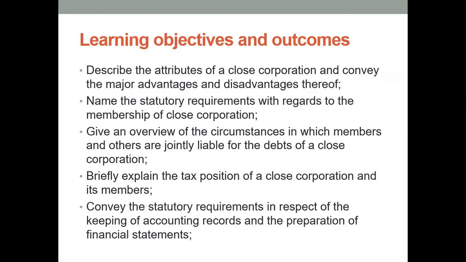So what are you expected to know after this lesson or after this topic? The first thing that you are expected to know is to describe the attributes of a close corporation and convey the major advantages and disadvantages thereof. You should also know the advantages and disadvantages of registering your company as a close corporation, or choosing a close corporation as the ownership of your company.